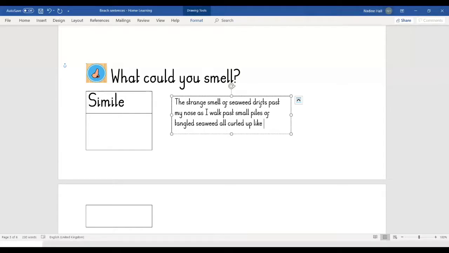I think it'd be like a plate of noodles. So I'm comparing that plate of noodles all curled up and tangled together like the lumps of seaweed on the ground. So the strange smell of seaweed drifts past my nose as I walk past small piles of tangled seaweed, all curled up like plates of noodles. Could have been spaghetti, couldn't it? Okay, I've got my simile there. I'm comparing the seaweed and the noodles.